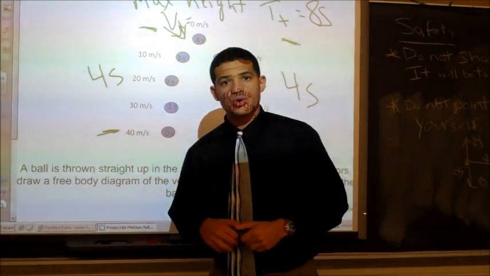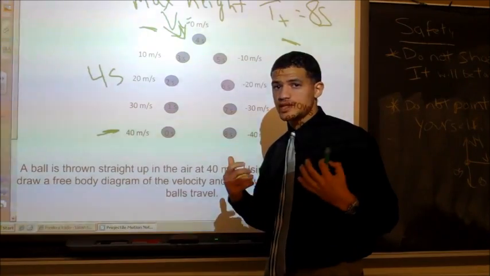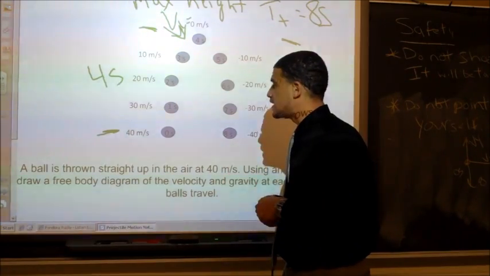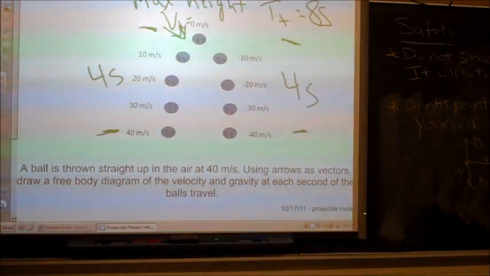So the first thing that we're going to do is use free body diagrams to analyze what's happening with the ball at each second in time. A ball is thrown straight up in the air at 40 meters per second. Using arrows as vectors, draw a free body diagram of the velocity and gravity at each second of the ball's travel.